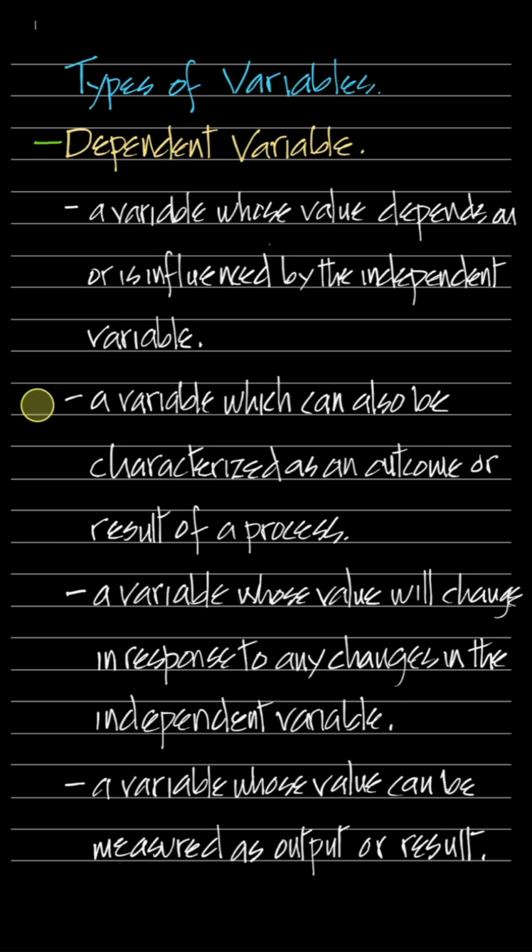A dependent variable also is a variable which can be characterized as an outcome or result of a process. In other words, whatever interaction or manipulation or process that takes place, the outcome will depend on those processes. That outcome is also known as the dependent variable.